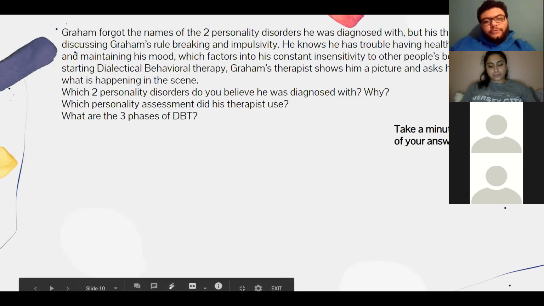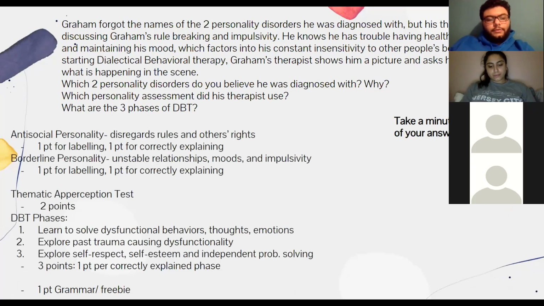Okay, so generally for a question like this, the grading would be broken down into something like this. So 2 points for addressing antisocial personality, correct to Hernan, who got all of this right. So 1 point for labeling it and 1 point for correctly explaining it. And then borderline personality for correctly labeling it and correctly explaining it.